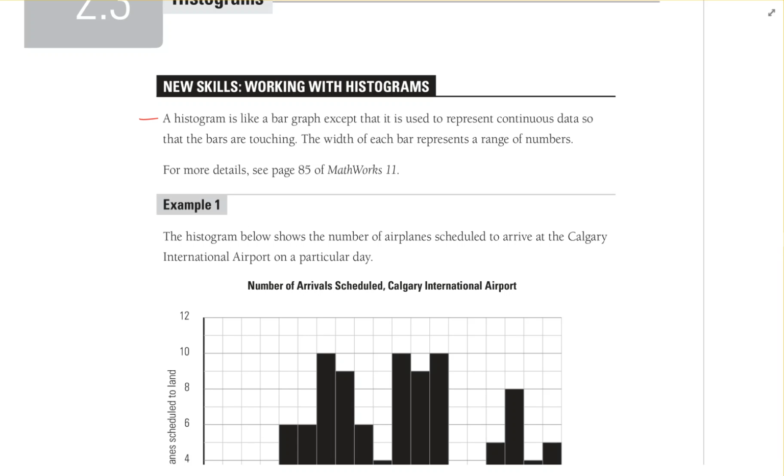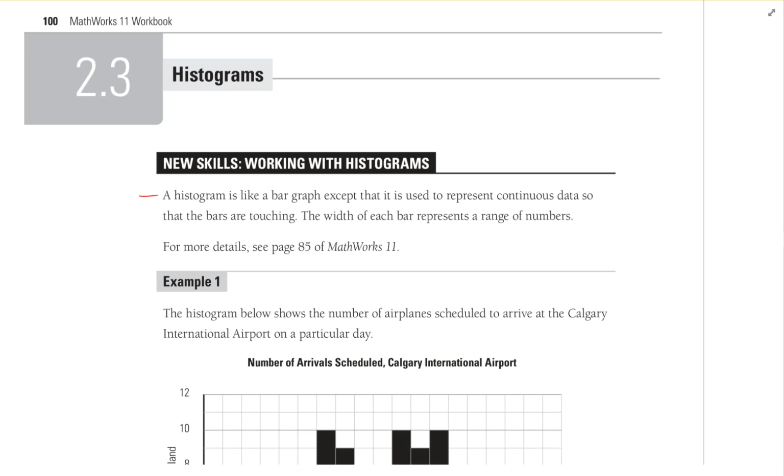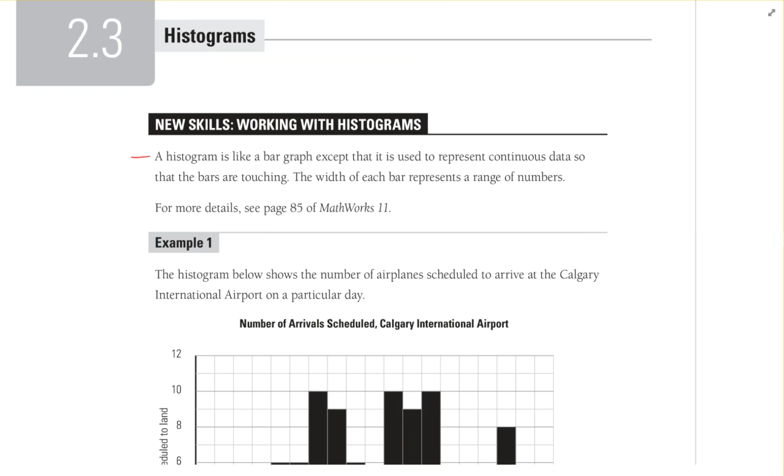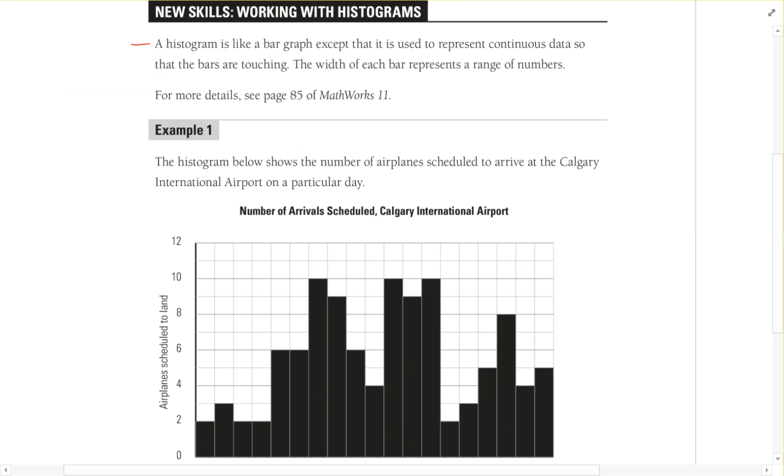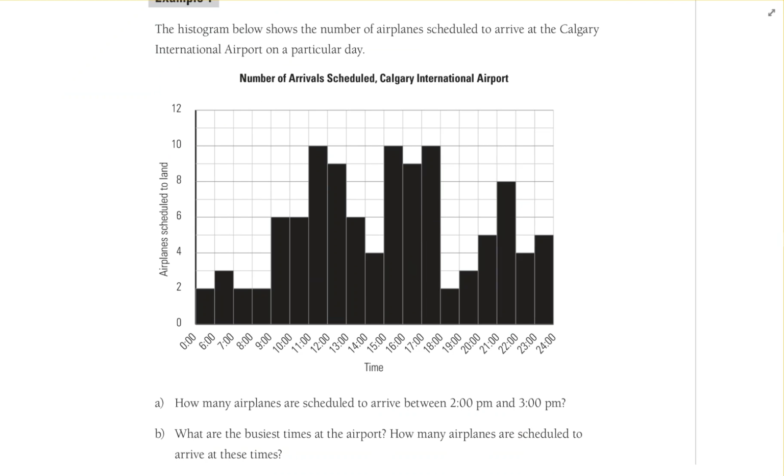Welcome to 2.3 histograms. Histograms are going to be a lot like bar graphs from the last one. The only real difference here is that now you can see that our bars are going to be touching. Last time there was a space in between each of the bars, right? Now they're right side by side.